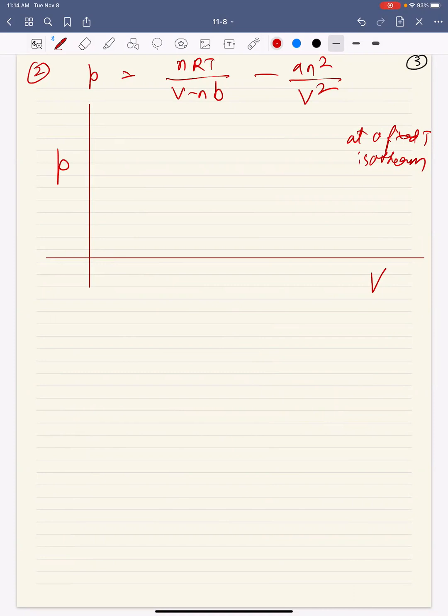At a constant P, constant V, constant A, and constant N, right? So you can think of P as Y and V as X, right? So what is the order of this equation? Is it linear, quadratic, cubic, quartic? P as a function of V, what is the order?